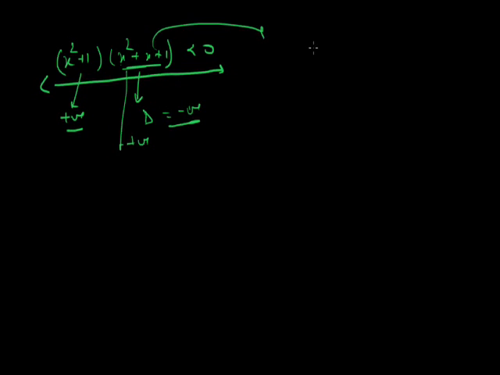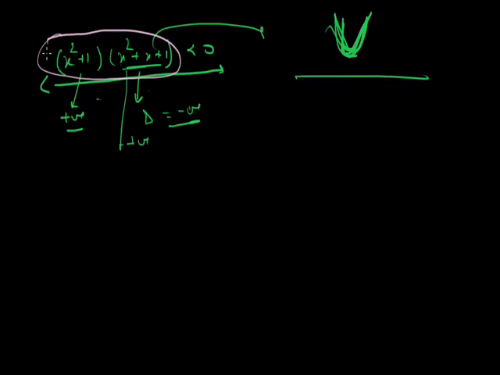If we draw the graph, it lies above the x-axis, so the value of this expression is always positive. This is positive, this is positive. Multiplying two positive quantities will always give a positive quantity. Therefore this quantity can never be negative. So the solution here is x belongs to phi, that is the null set. There is no value which satisfies this.